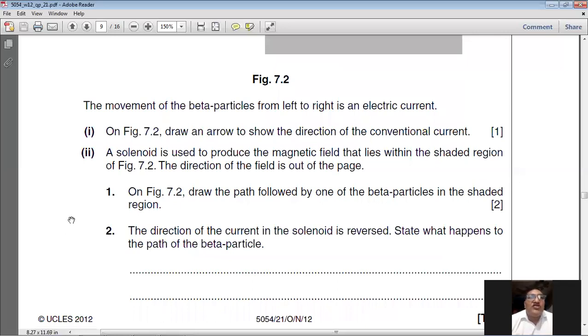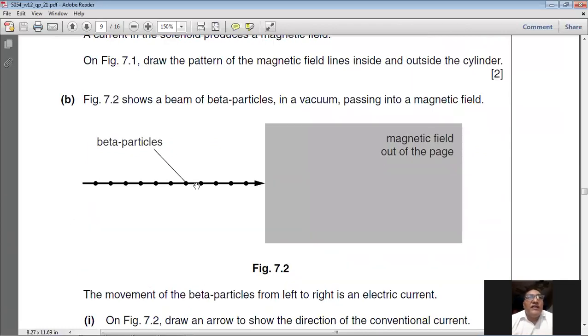It's a 2-mark question. Okay. So here, when the beta particles enter this magnetic field, we can find the direction of the deflection. We will use the left-hand rule. Left-hand rule is very simple. You take your left hand, I'm saying the left hand. Stretch the fingers in such a way that these 3 fingers, the thumb, the index finger, and the middle finger, are perpendicular to each other.